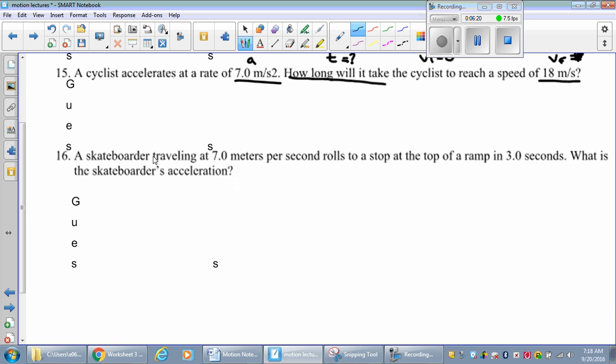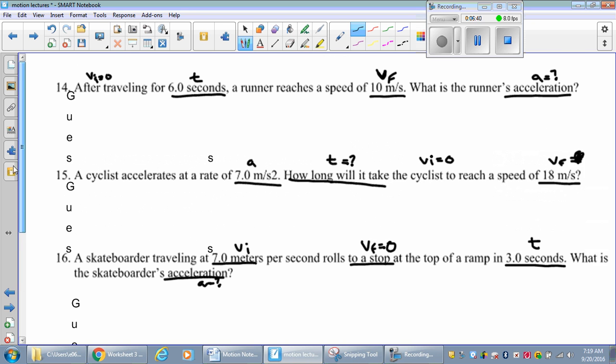Okay, skateboarder traveling at 7 meters per second. So this is our velocity initial. Rolls to a stop. So what's our velocity final if we're stopping? 0 at the top of a ramp in 3 seconds. So that's time. What is the acceleration? So acceleration equals question mark, right? Okay. So you would write these things. You would take these values and write them in your G for given.